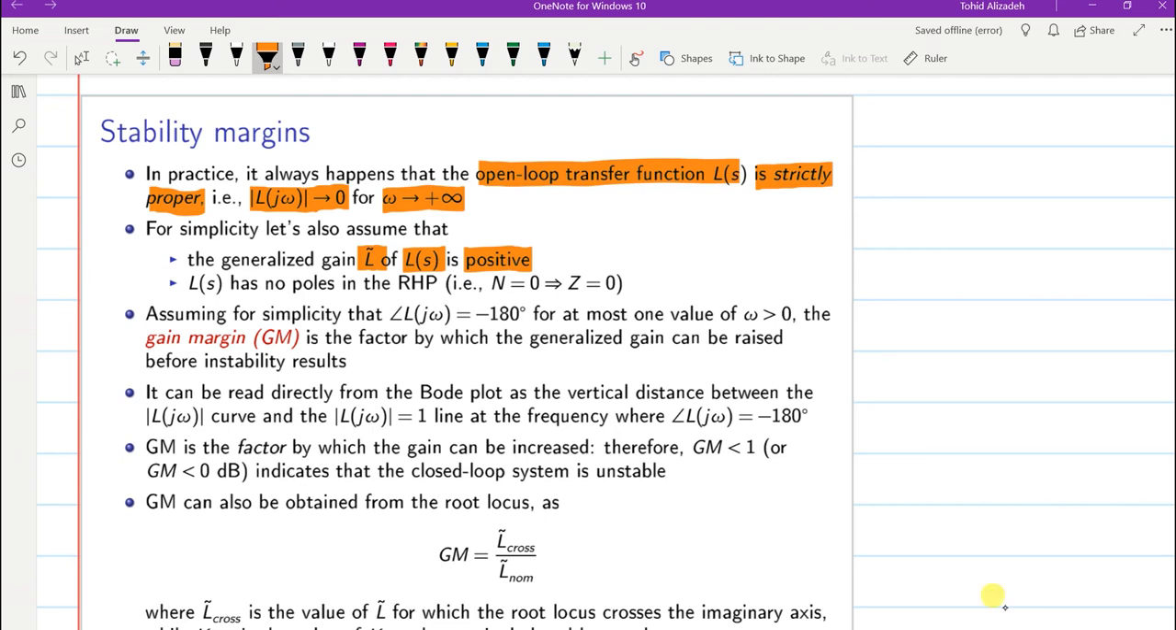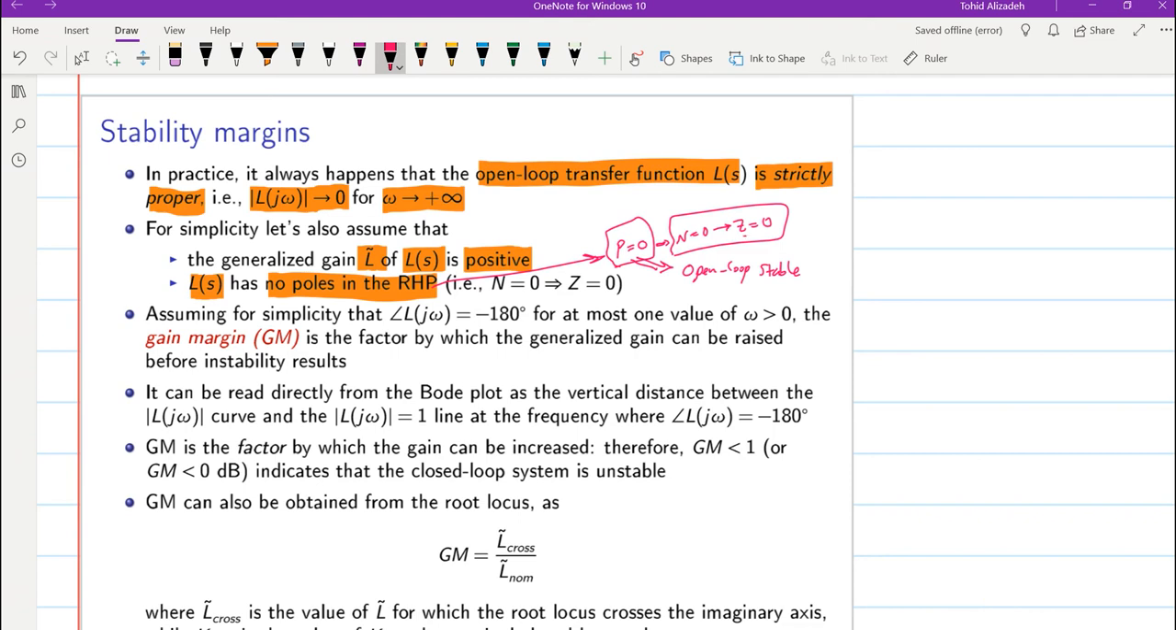And we assume that L, the open loop system, has no poles in the right half plane. The open loop system is stable, so it also means that if you refer to the Nyquist criterion, since there are no poles in the right half plane, P will be equal to 0. And as a result, N equal to 0 means that Z is also equal to 0. So P equal to 0 means that the open loop system is stable.